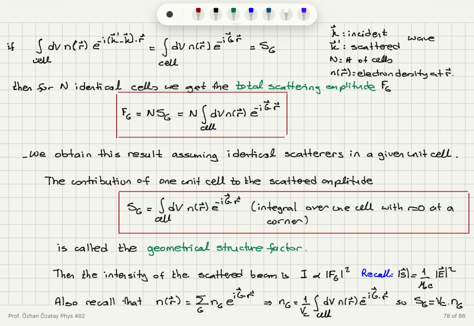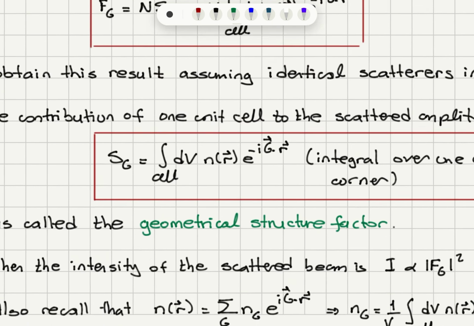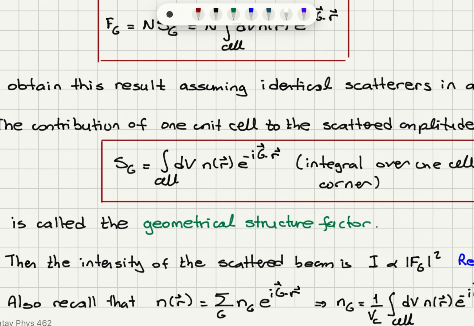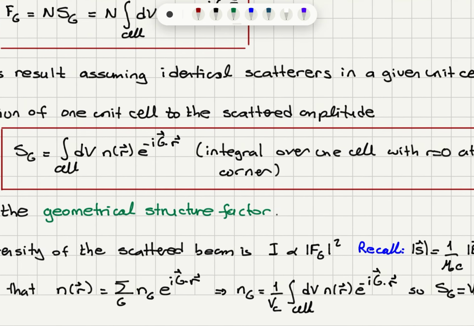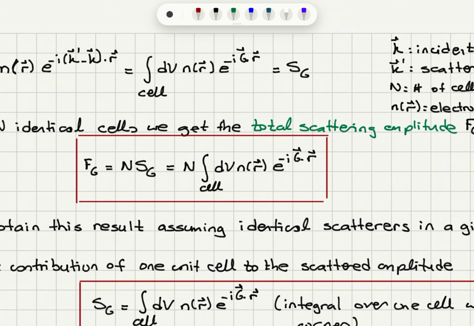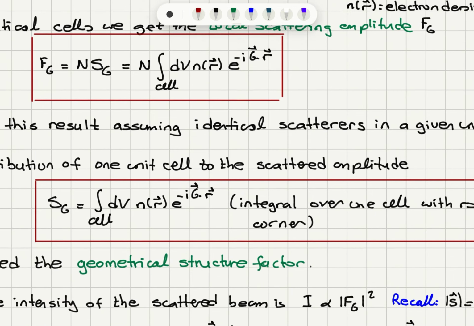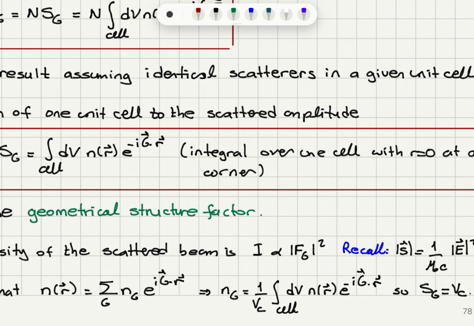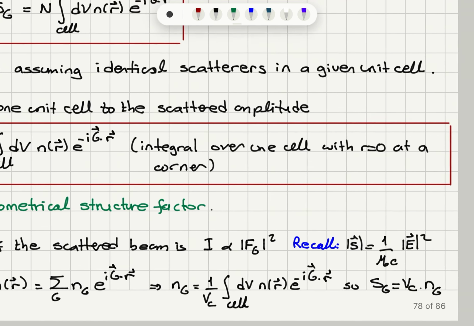Now, the intensity of the scattered beam is proportional to the total scattering amplitude squared. By the way, we call the scattering amplitude coming from one unit cell the geometrical structure factor, and capital N times the geometrical structure factor gives us the total scattering amplitude. The intensity of the scattered beam is proportional to the total scattering amplitude absolute squared.